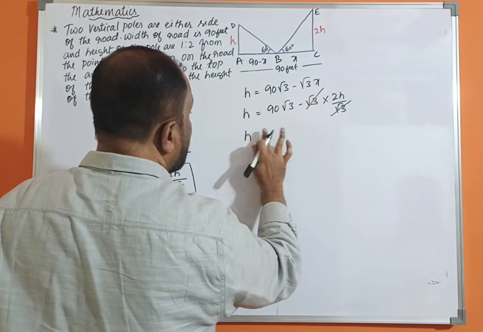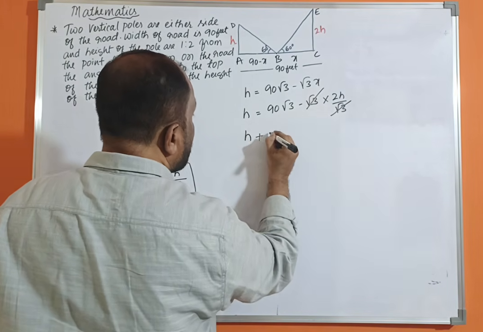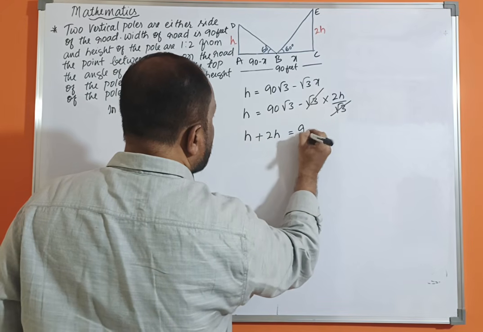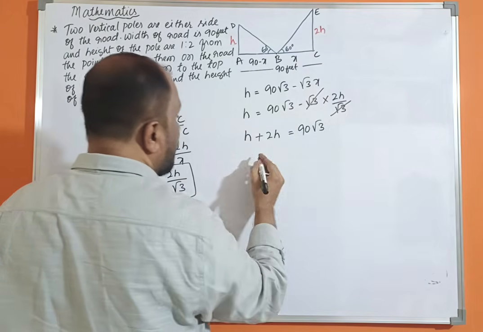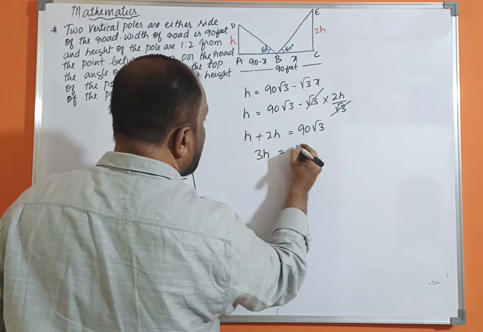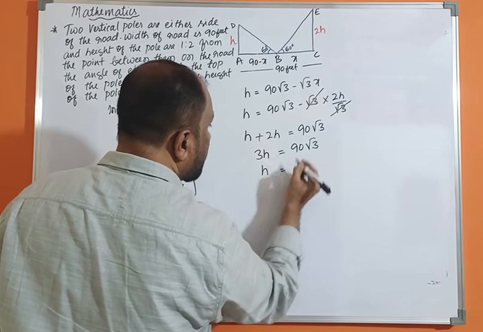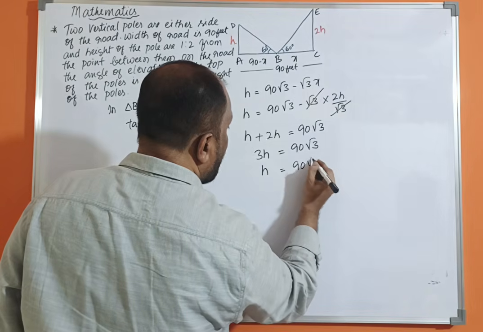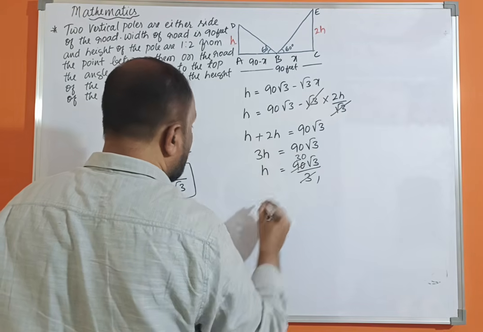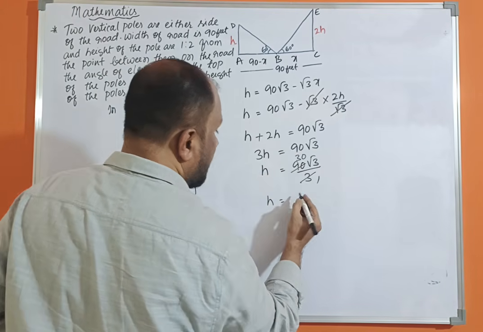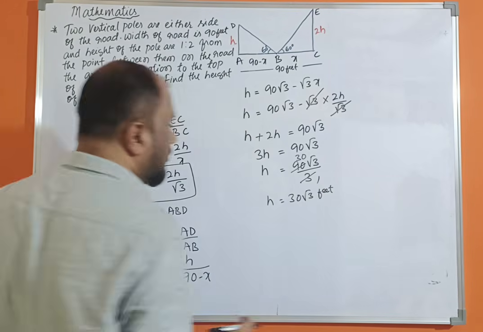H is equal to 90 root 3 minus 2H. Bring this minus 2H to the left hand side, it becomes plus 2H, equal to 90 root 3. H plus 2H, 3H is equal to 90 root 3. So H is equal to 90 root 3 divided by 3. 3 one time, 3 30 times. So H is equal to 30 root 3 feet. It is expressed in the form of feet.